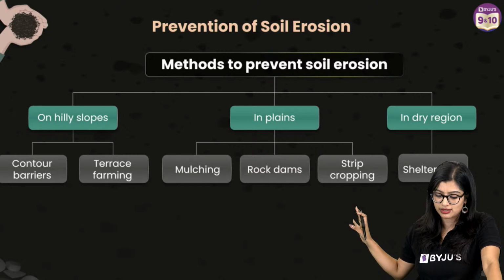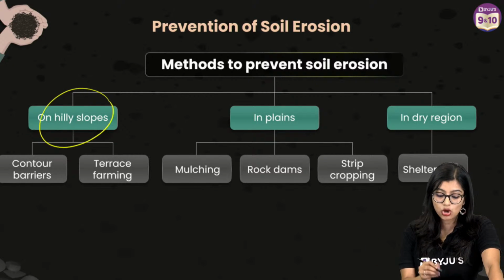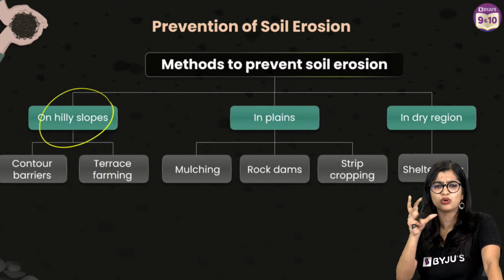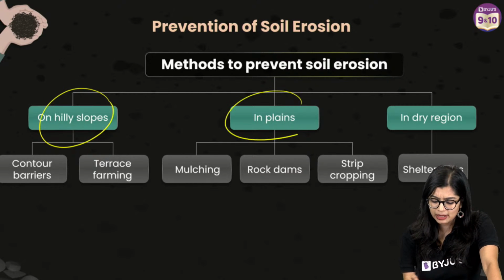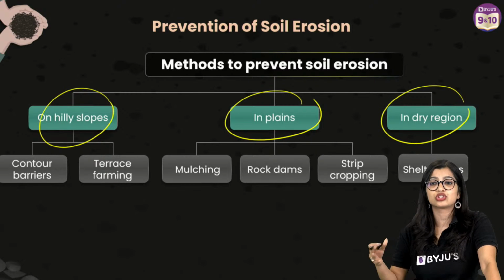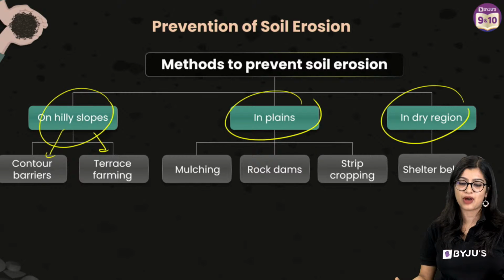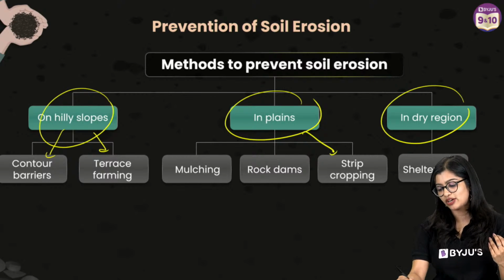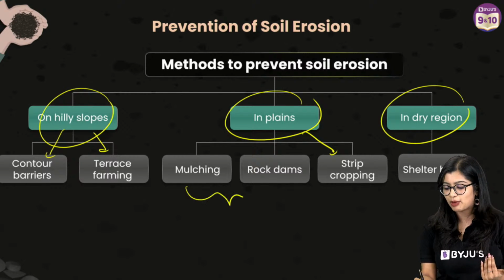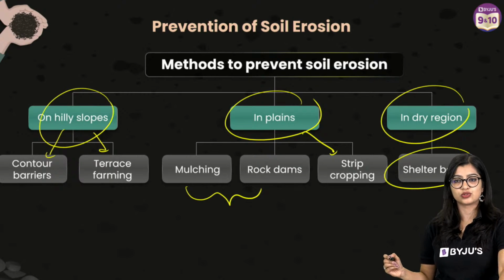There are various methods. You can prevent soil erosion differently in different places. On hilly slopes, it is slightly different, while in plains we may use strip cropping as a method. In dry regions, we use the shelter method. So on hilly slopes, you use contour barriers and terrace farming. In plains, in your textbook only strip cropping is mentioned, but two other examples are mulching and rock dams, and you can use shelter beds also, right?